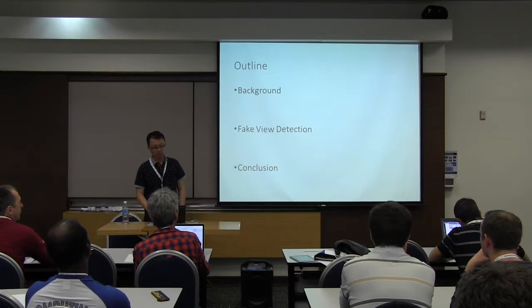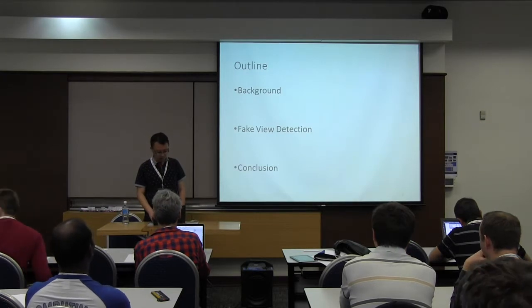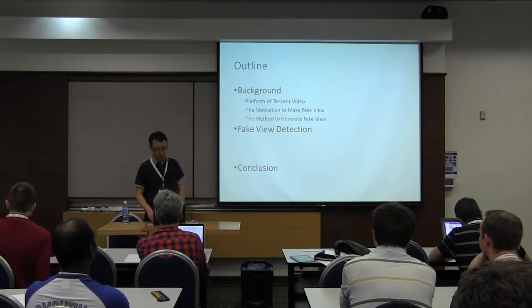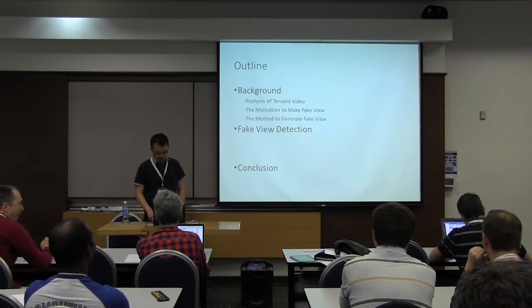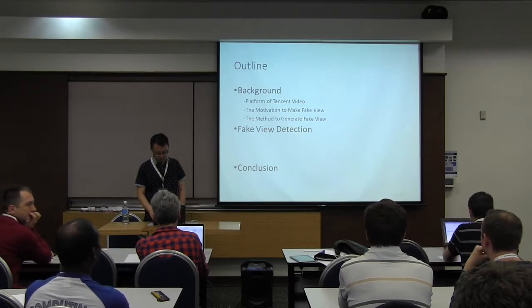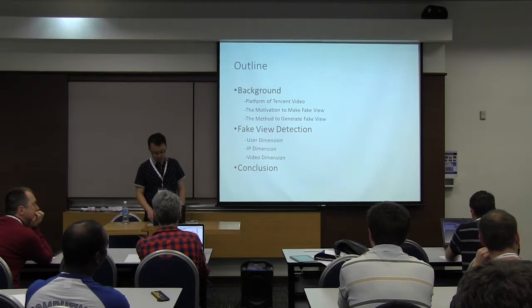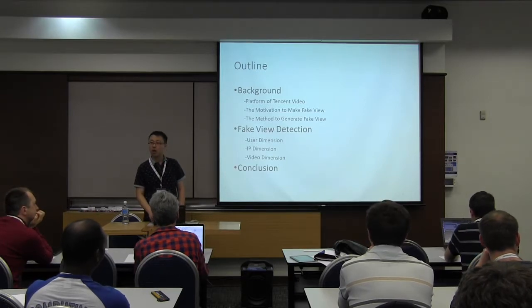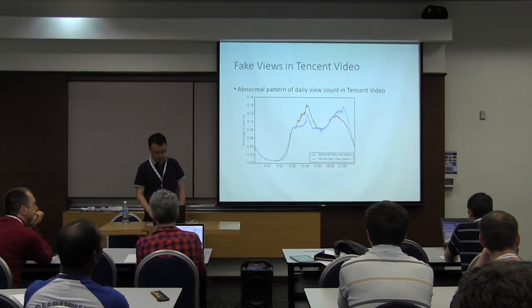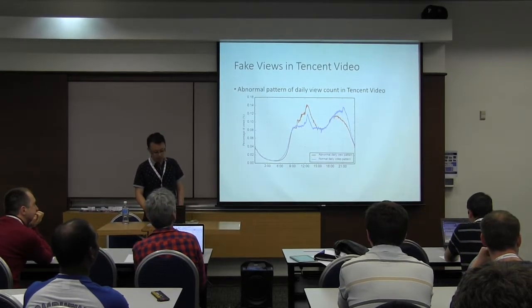This is the outline of my talk. First, I will introduce the background of this problem, including the platform, the Chen video system, the motivation to create fake views, and the methods to create fake views. And then I will propose an algorithm to detect fake views from the user dimension, IP dimension, and video dimension. We thus also find fake views in the Chen video system.